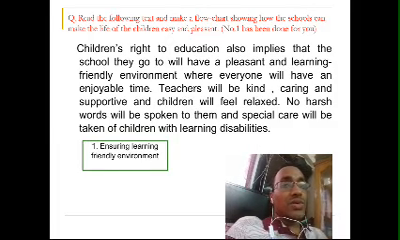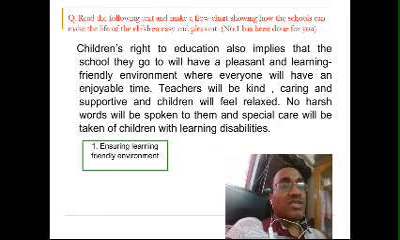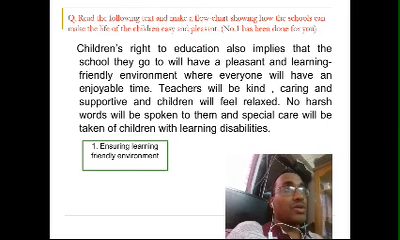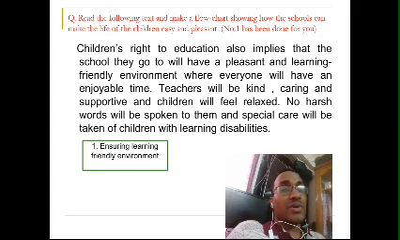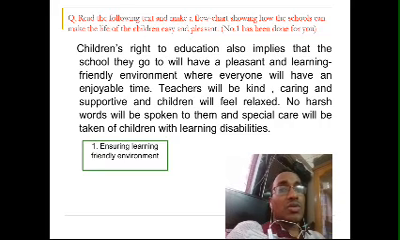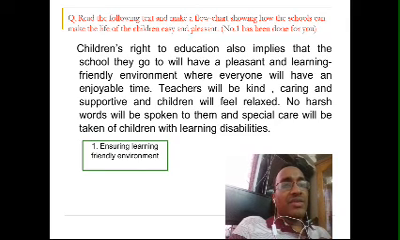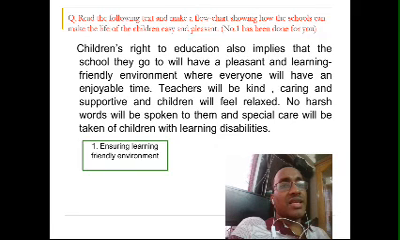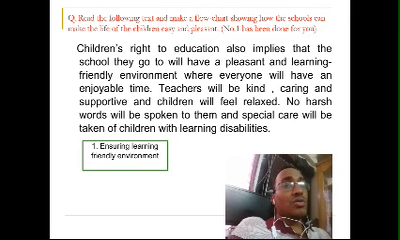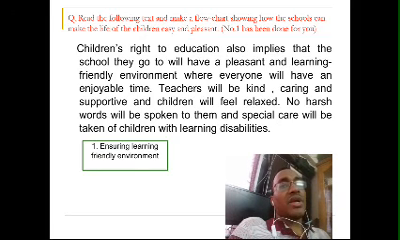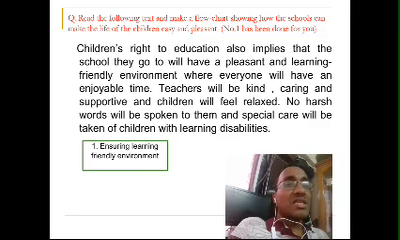So how to write this flowchart? Let us read one text from your textbook, and we will try to write a flowchart according to the information we have given so far. The question is, read the following text and make a flowchart showing how the schools can make the life of the children easy and pleasant. So you will write a flowchart about how the schools can make the life of the children easy and pleasant. Let's read the text.